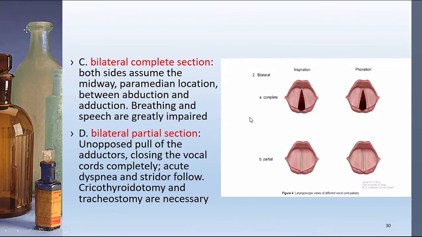Okay. Next is the bilateral partial section. No? If the recurrent laryngeal nerves are partially resected bilaterally. So there is an opposed pull again of the adductors. This time it's on both sides. This time it's held at the midline. So it doesn't open. It's just closed all the time, no? This actually is the problem because you can't breathe. Wala sa space. You can talk, but you can't breathe. Yun ang problema. So there's acute dyspnea, acute breathlessness. And there's stridor, no? So in these cases, you need to do an operation. You need to open using a cricothyroidotomy or a tracheostomy. We will discuss this later, these two procedures.